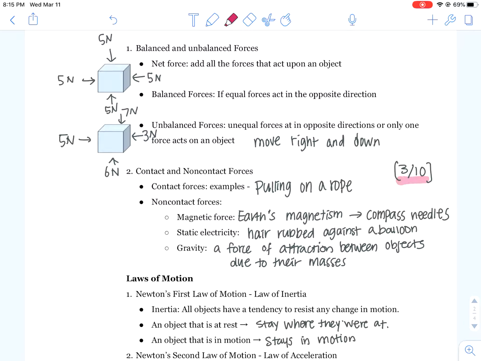And static electricity is also another one. So the easiest way to think about it is when you rub your hair against a balloon, your hair is going to float and it's going to make crazy hair. And that's a great example of static electricity.